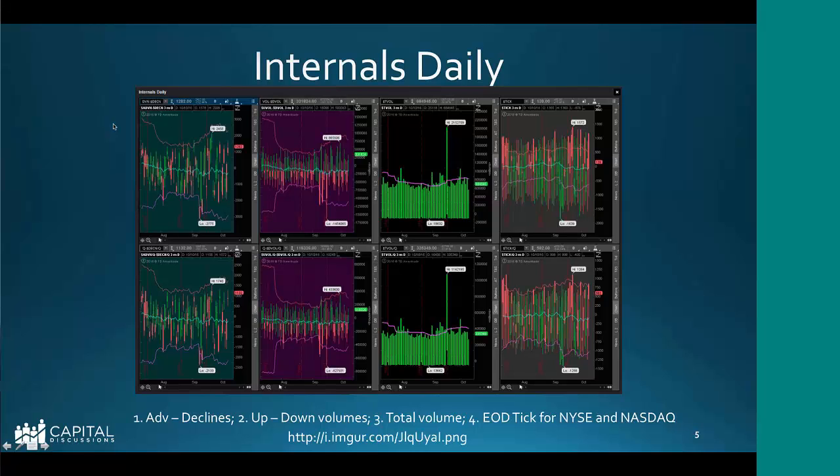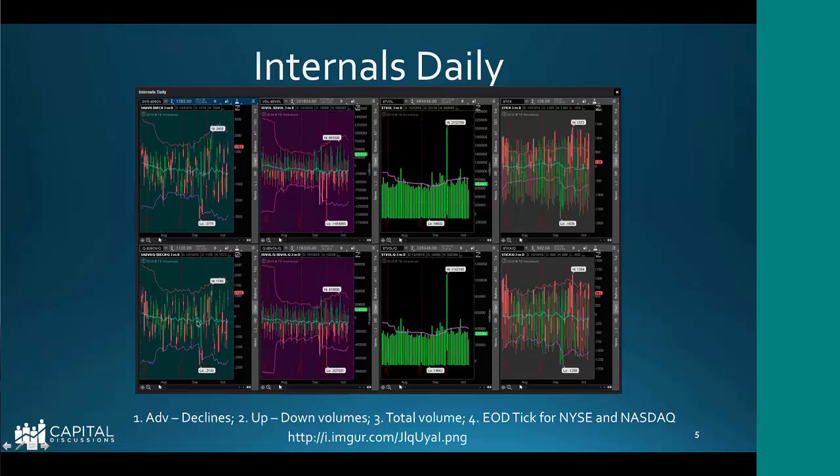Again, I do the same exact thing. On the left-hand column, if you take a look at it, it's advancers minus decliners. I always put the New York Stock Exchange on the top, and then I put the Nasdaq below.